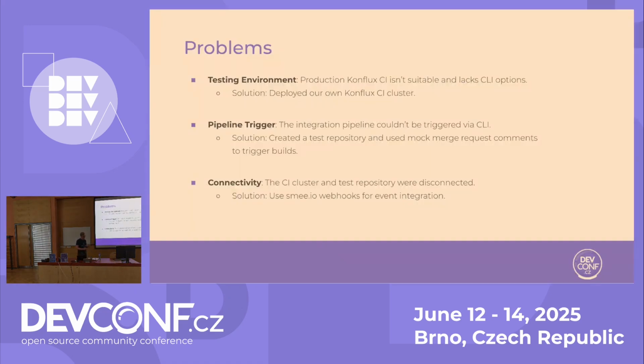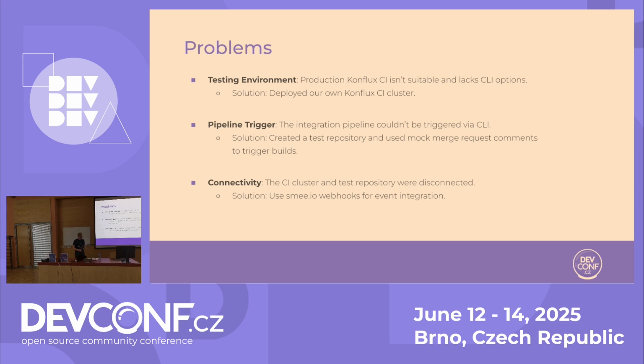First one, we quickly discovered that the production Konflux CI cluster wasn't set up for experimentation and it didn't expose the CLI commands we needed. So we spun up our own throwaway Konflux CI cluster just for testing, and for every test we deploy a new Konflux CI cluster. Also, nobody thought to let us fire off the integration pipeline with a command line, so we couldn't automate our tests.